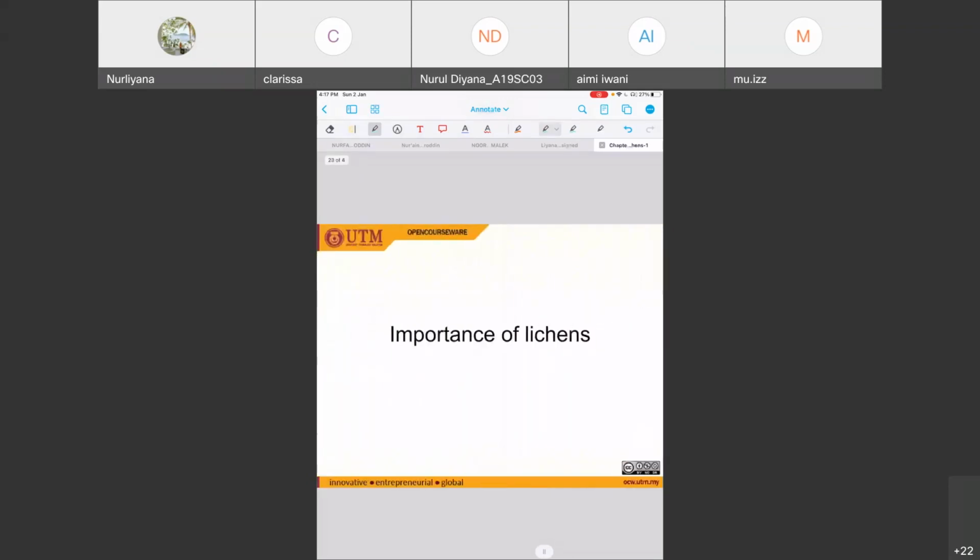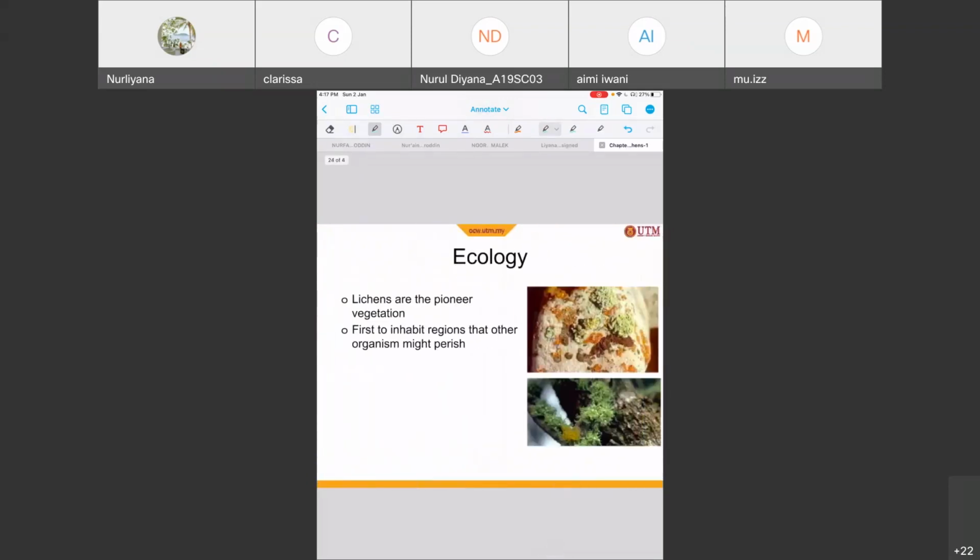These are the importance of lichen. This is very, very straightforward. You can go through the slide by yourself. So I will just pass through like that. Okay. In ecology, we know that lichens are pioneers in vegetation. So it becomes like a pioneer. Like in the ocean, our first producer is phytoplankton, right?